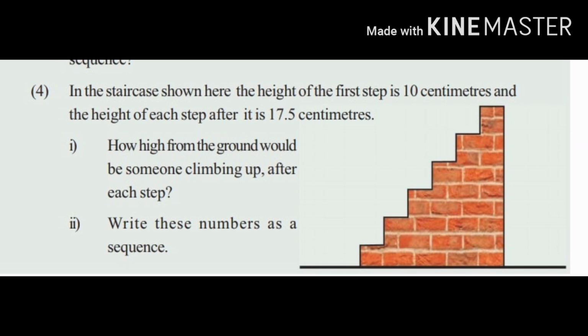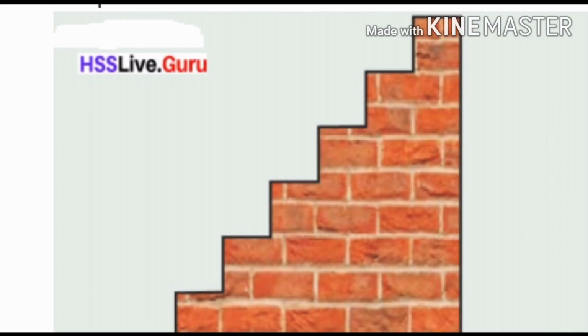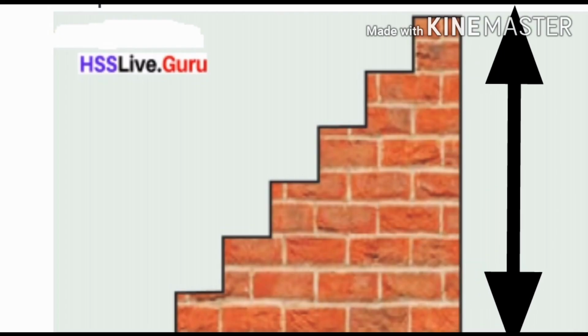Question is, in the staircase shown here, the height of the first step is 10 centimeter and the height of each step after it is 17.5 centimeter. So here in this question, it is given that the starting height is 10 centimeter. We have to find how high from the ground would be someone climbing up after each step. That means we have to find this height.